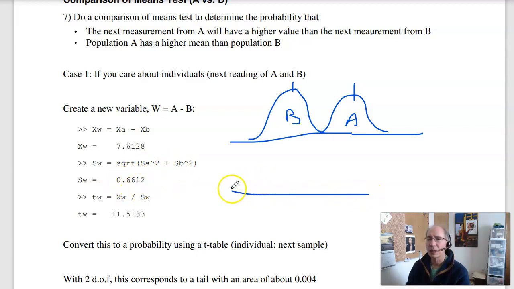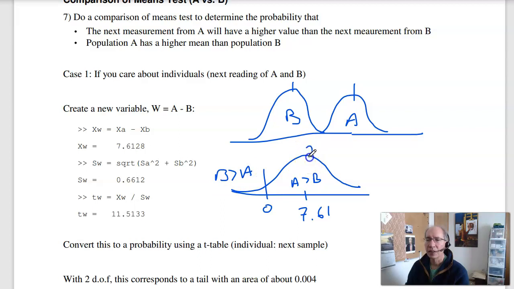When I do that, I have this W variable, which looks like this. It has a mean at 7.61. What I want to know is how far away is 0, because to the right of 0, A is greater than B. To the left of 0, B is greater than A. If I can find this area, I can tell you the probability that the capacitor has a higher capacitance when used correctly than incorrectly. Turns out this distance, in terms of standard deviations, is 11.51 standard deviations. That's your t-score.